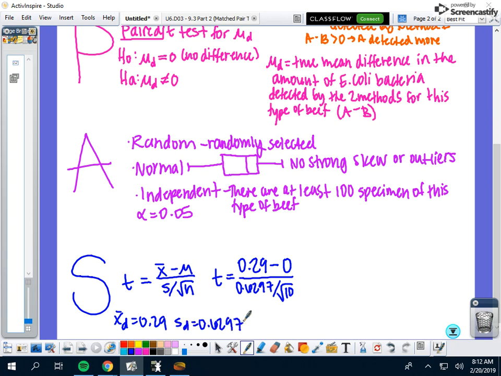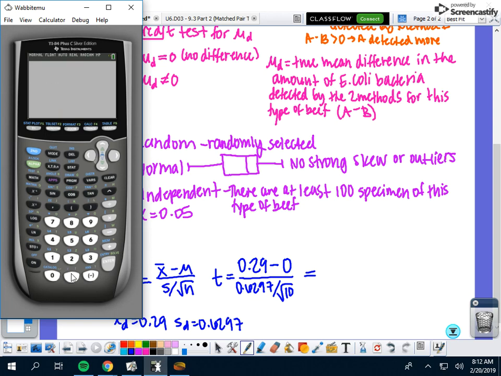Okay. So this came from my summary statistics. Now I'm going to do 0.29 divided by 0.6297 over the square root of 10. It's important to put the denominator in parentheses if you're going to do it all at once. 1.456.